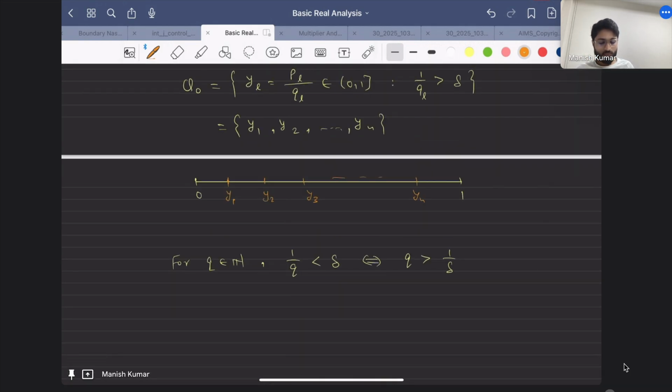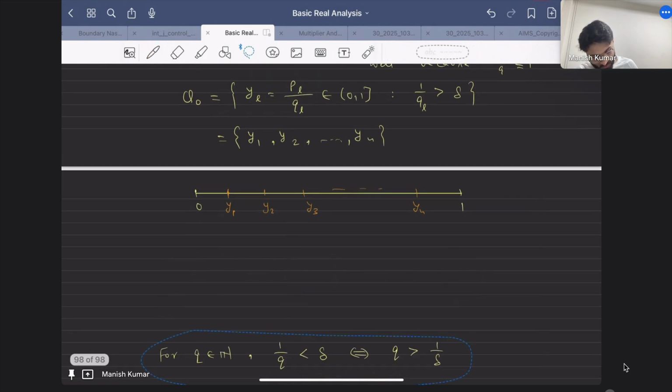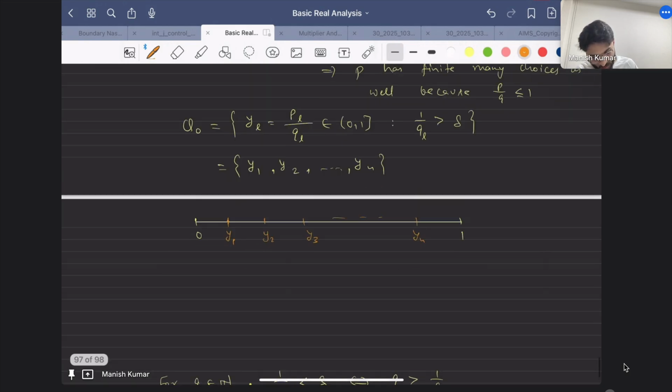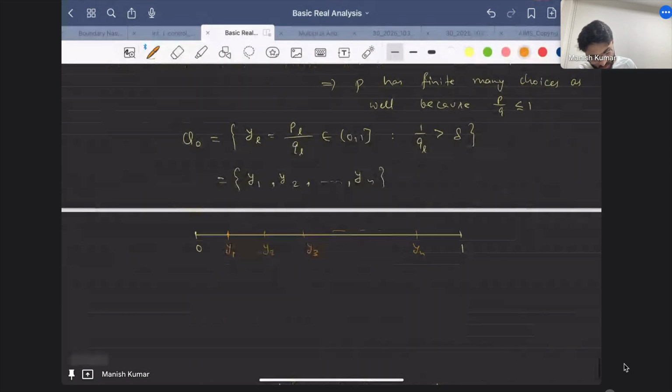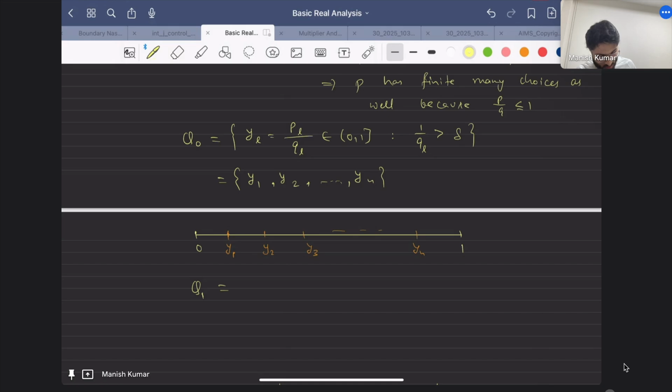For the rest of the points, now let's say I'm defining another P star, let's say this is Q0, and let's say I am defining Q1. So Q1 be any partition other than these points. So let's say Q1 is equal to some z1, z2, in this way, let's say z1 less than z2. Here also I am arranging it in this way.